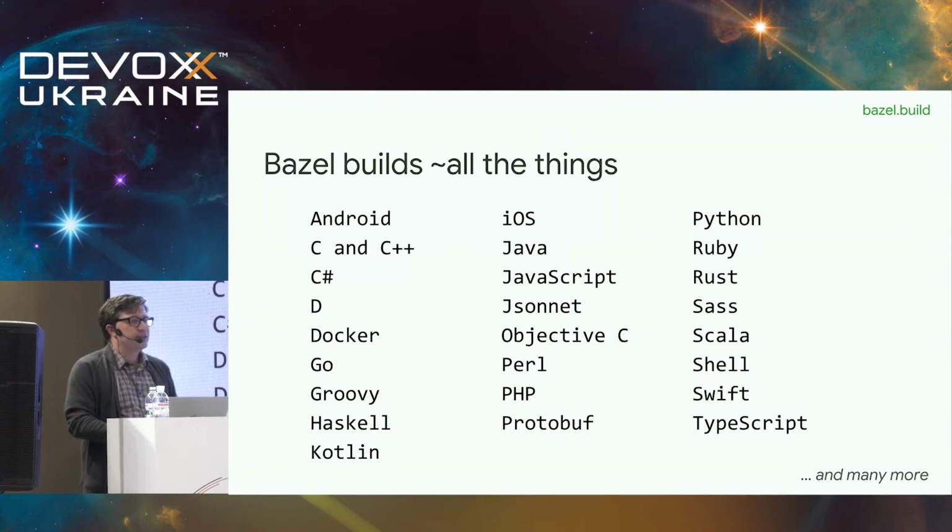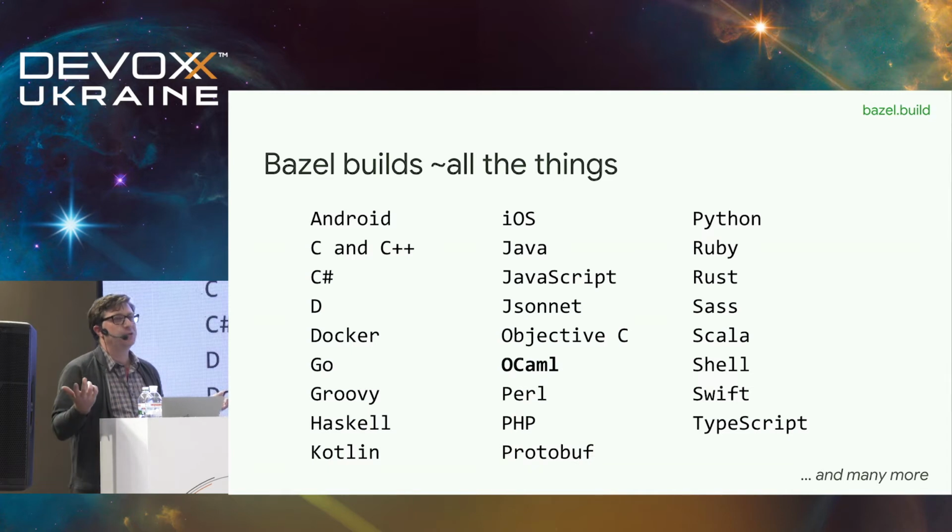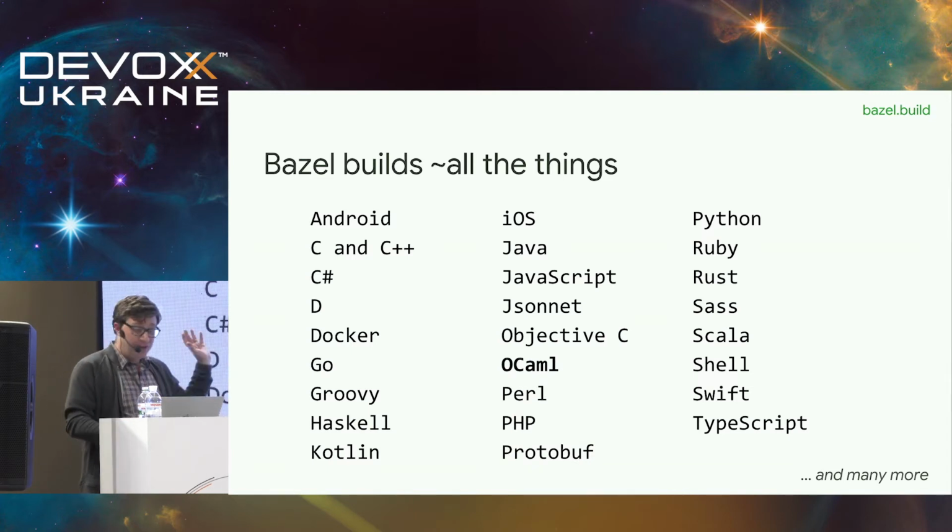I like to show this list to people at conferences and say, well, what are we missing? Is there something you want? And I had someone recently come up and say, well, okay, smart guy, what about OCaml? And I was like, what the heck is OCaml? So I went and Googled it on my phone, and it turns out, yeah, we've got OCaml rules. There's really a ton more that you don't even see here, and over time we expect there to be all of them.